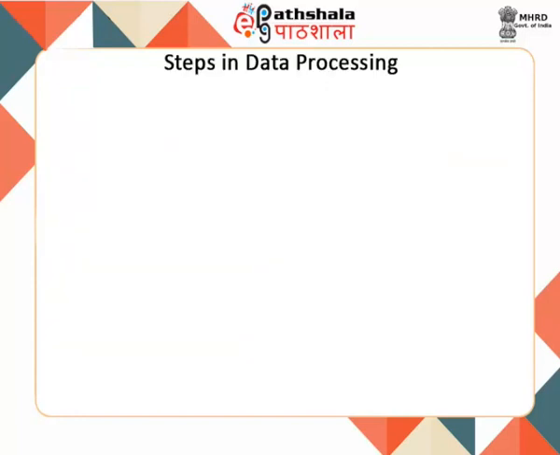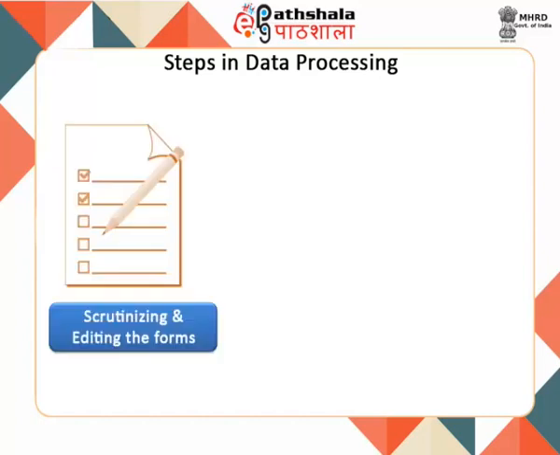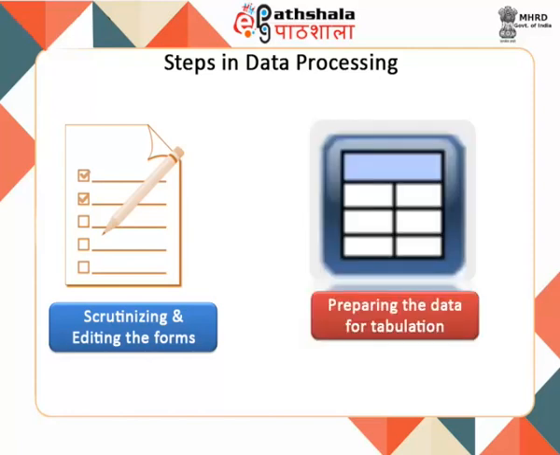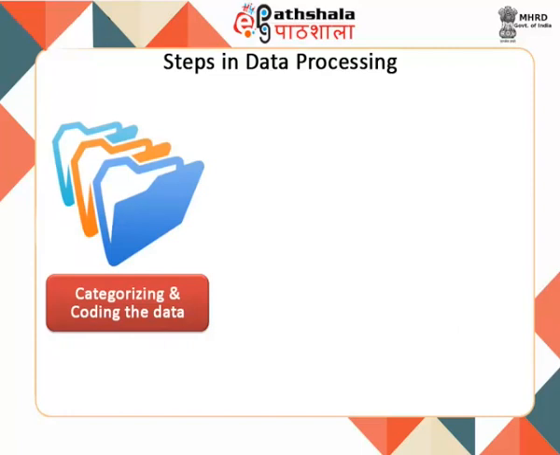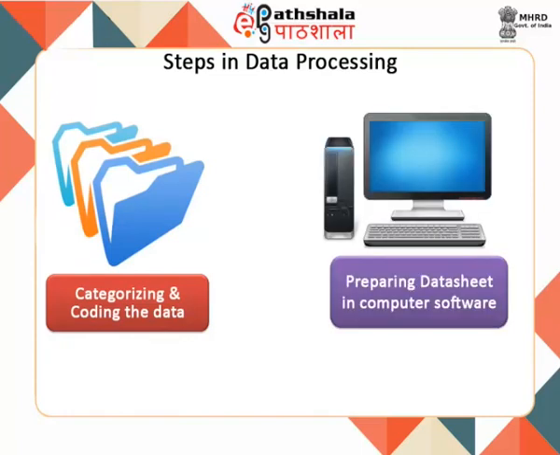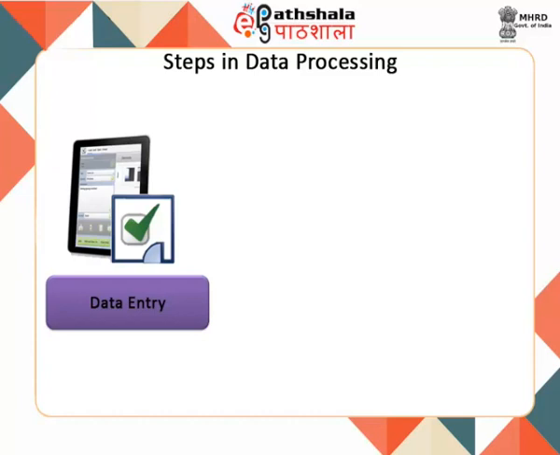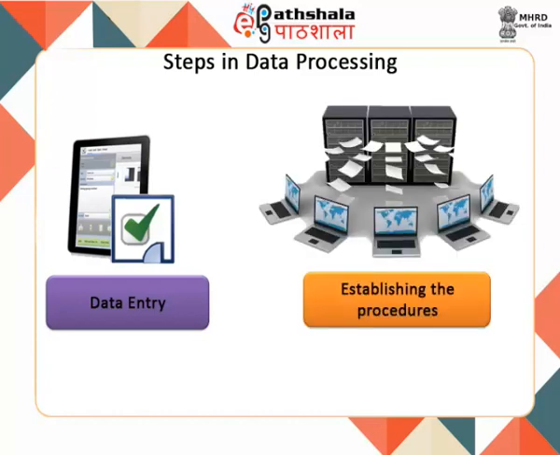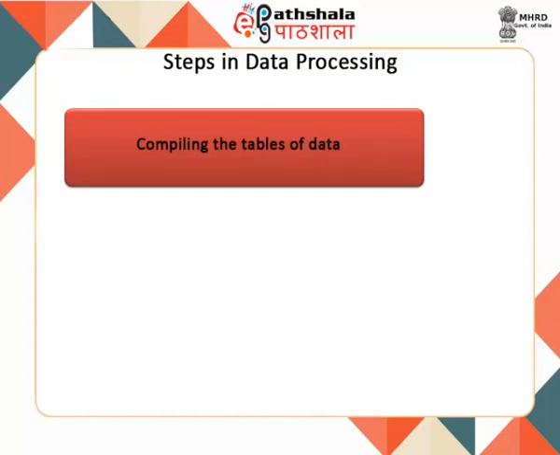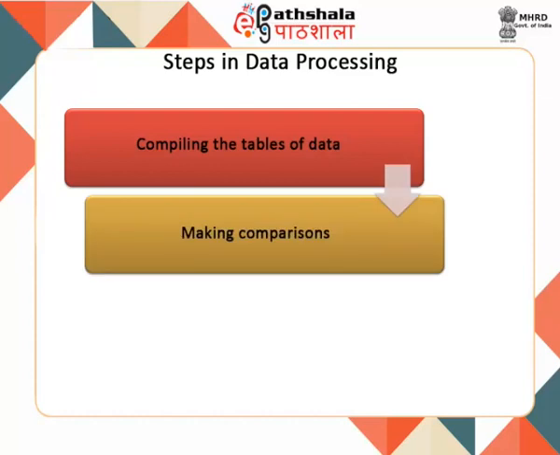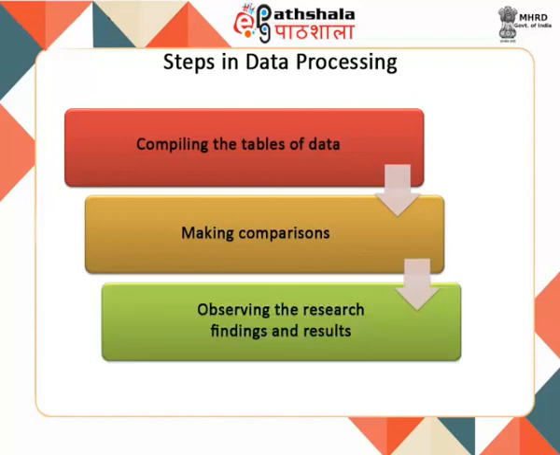The steps involved in data processing are scrutinizing and editing the forms, preparing the data for tabulation, categorizing and coding the data, preparing the data sheet in computer software with required categorization and codification, data entry in the data sheet, establishing the procedures which transform the raw data in the computer software into hypothesized variables, compiling the tables of data to calculate percentages, averages, and other parameters to inquire the hypothesized measurements, making comparisons for different classes, categories, and groups to check the hypothesized relationships, and observing the research findings and results.